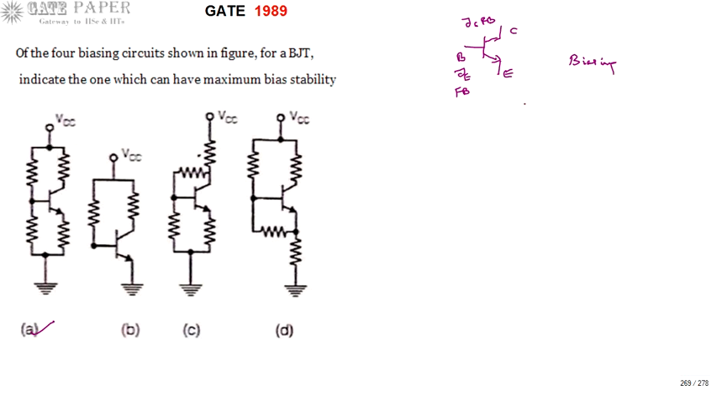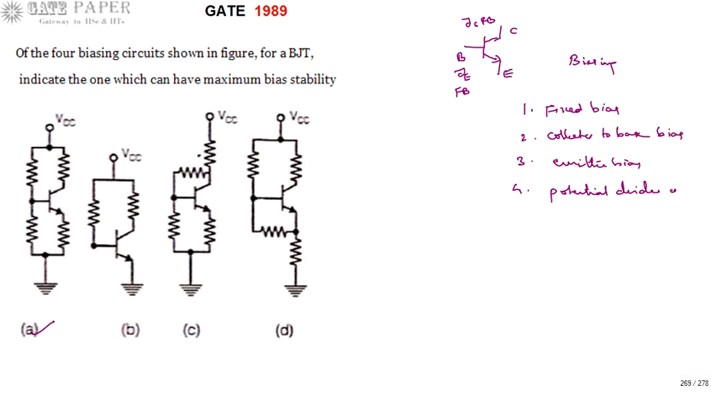So we have many different biasing circuits. The biasing circuits are like this. First one is the fixed bias circuit. Second one is the collector to base bias circuit. And third one is the emitter bias circuit. And fourth one is the potential divider or voltage divider or self bias circuit. So these are the circuits we will study.